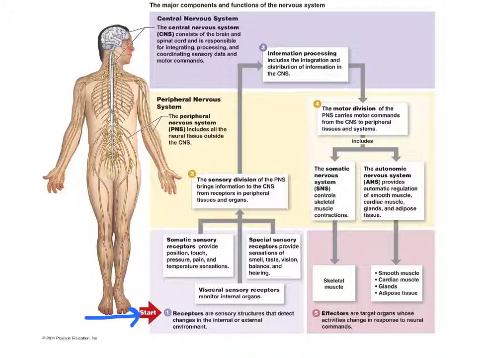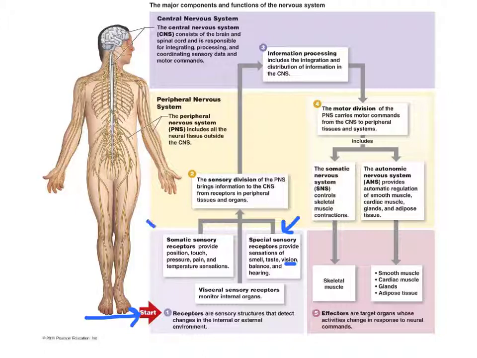We talk about special sensory receptors. Special sensory receptors are what we talk about as our 5 senses. What is it? Sight, taste, smell, hearing, and something else. Oh, balance. Okay. And vision, of course. Sight. Those are our 5 special senses.